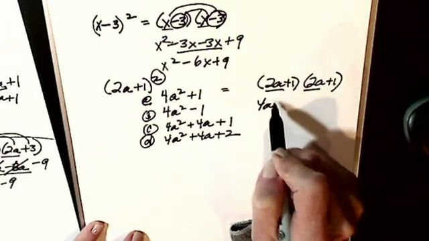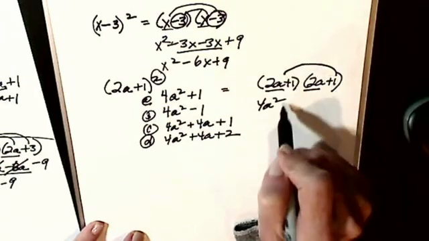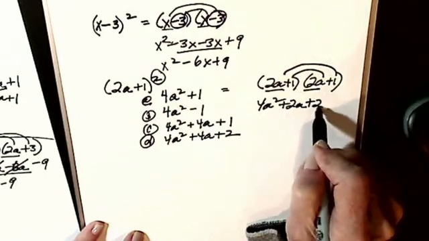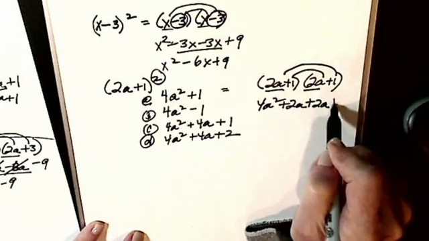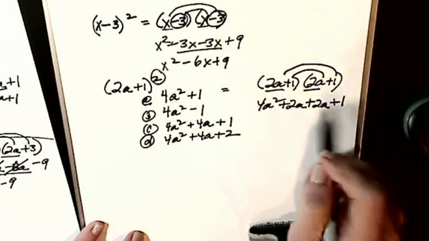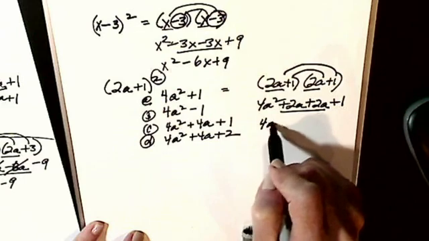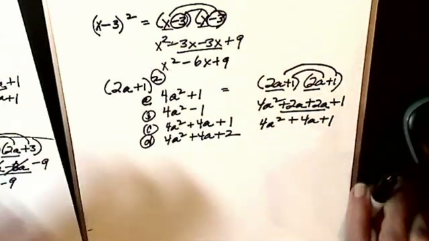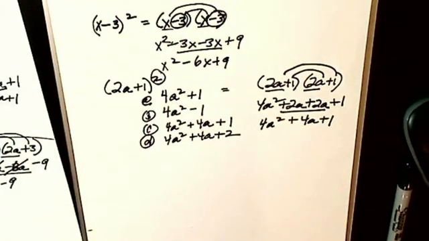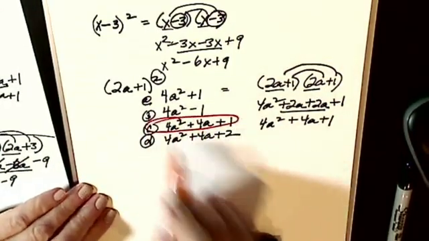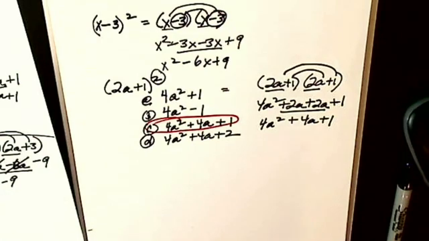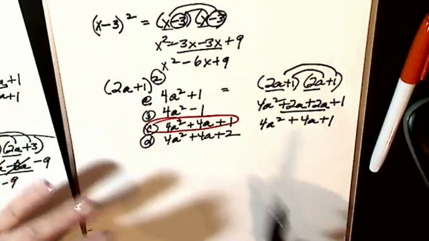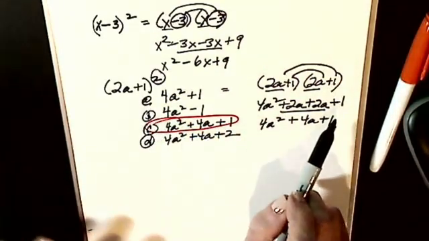I get 4a squared. I multiply my outers, I get plus 2a. I multiply my inners, I get plus 2a. I multiply my lasts, I get plus 1. Outers and inners combine, so I get 4a squared plus 4a plus 1. So our answer has to be C. So the main thing is you just have to remember it's a FOIL, put it in expanded form.